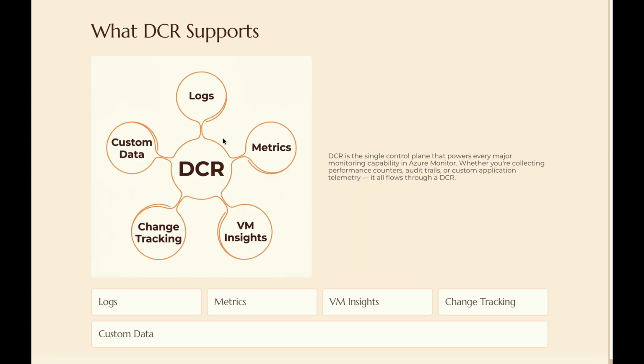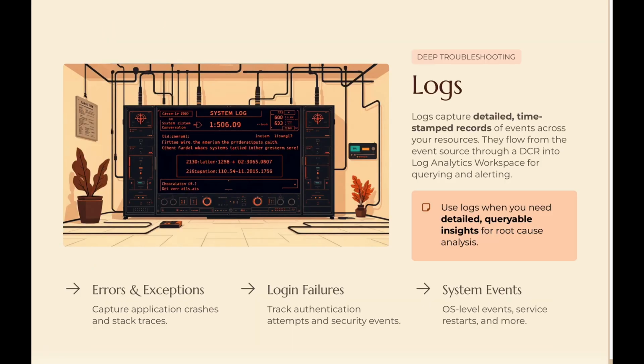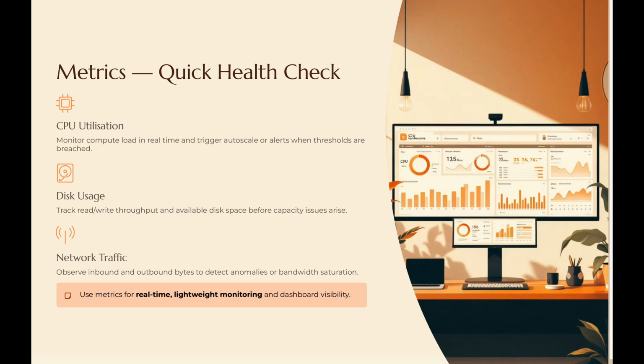And for the demo part, each component, logs, metrics, VM insights, change tracking, and custom data, we'll see later on in this video. Next we have metrics. We use metrics when we want quick numbers, like what is the CPU utilization of my VM at a particular time, or the disk usage, or the network. Basically, it's a time series database wherein we have numerical values with respect to time. And metrics will help you in drilling down if my resource, like a virtual machine, is running high on CPU, memory, or disk usage, and all other components.